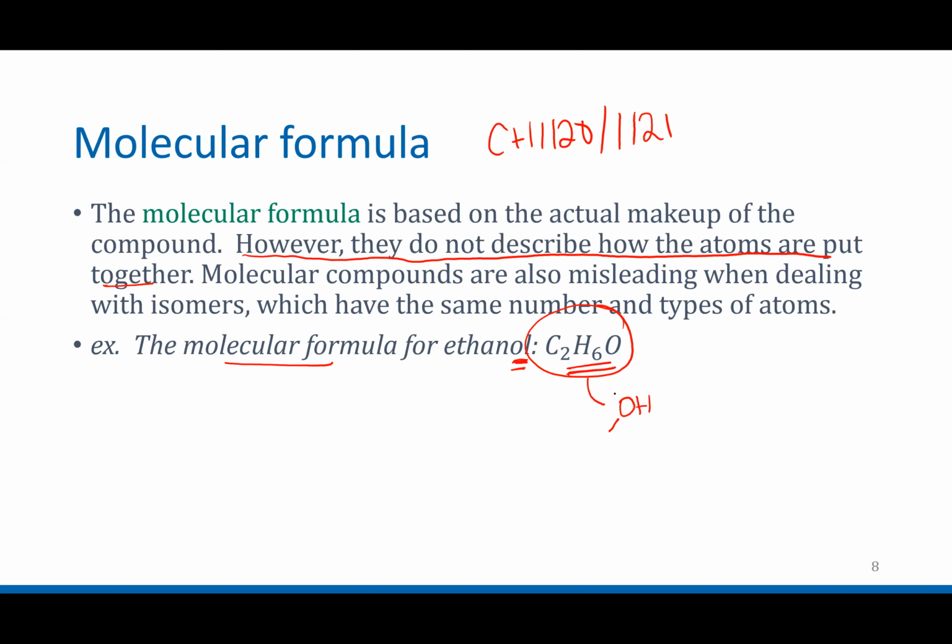The molecular formula is good when you're doing balancing equations or stoichiometry or molar mass. But we're not really going to do that in this course. The other problem with molecular formulas is they're misleading when dealing with isomers. I'll explain what an isomer is shortly, but it's basically different chemical compounds that share the same formula. So you can organize these atoms in many different ways, and they would be called isomers.